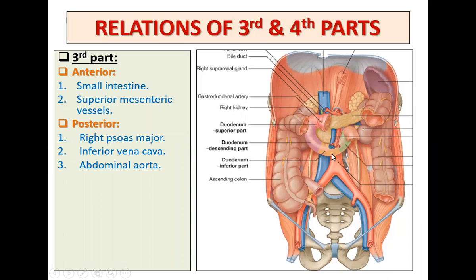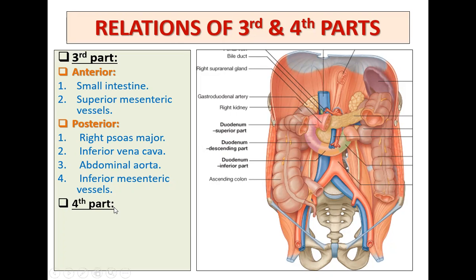All are in posterior relation to the third part, the horizontal part of the duodenum. Then even the inferior mesenteric vessels — these are the superior mesenteric vessels which are in the front. Posteriorly, we can see the inferior mesenteric vessels. Here they are not shown, but usually there will be inferior mesenteric vessels, which supply the hindgut part. That is the artery of the hindgut, so it will be supplying the hindgut.